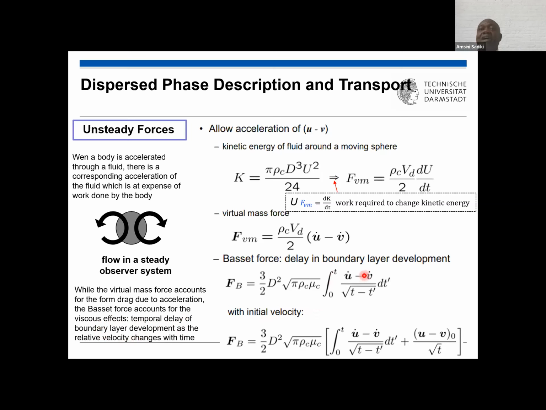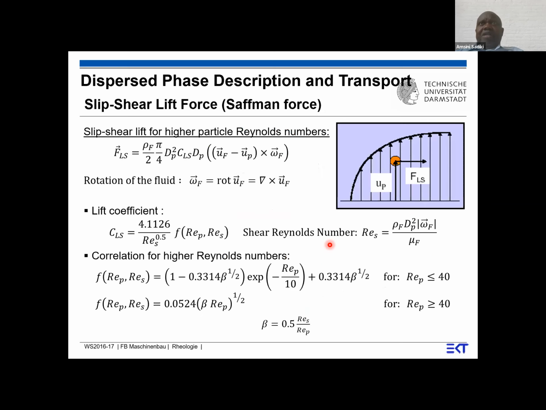Here, the relative velocity is changing with the time. We have the relative acceleration, and in the past, we have the delay. So this is an integration from 0 to t. Here we do not have an integration, but this accounts for the work required to change the kinetic energy, which is also a time dependent effect in which we have the relative velocity changing with the time. So the other forces are the so-called Saffman force.